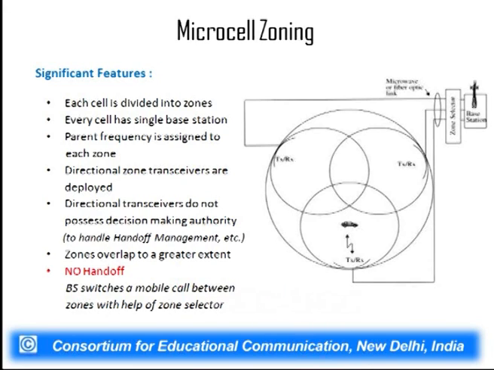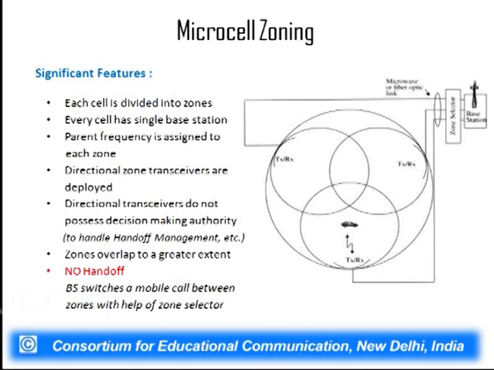Then, the deployment of the directional zone transceivers does not depend upon any particular constraints. They can have different coverages and can be put according to the user requirements of that region. These directional transceivers do not possess decision making authority, like when the handoff should take place, and if a handoff is detected, how to resolve it, or whether to resolve it at all. So they don't possess this type of decision making capability, as was there earlier in cell splitting, in the base stations of split cells and transceivers of sectored cells. So this is a bit different.